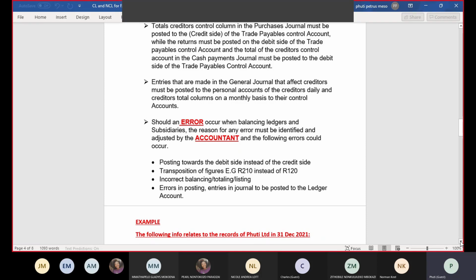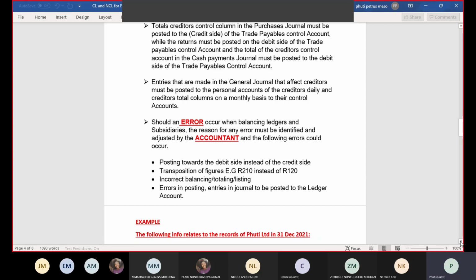Posting towards the debit side instead of the credit side. It happens quite often. It means that you need to rectify the error side before you can make the transfer to the correct side. Transposition of figures: instead of you putting 210, you put 120. So obviously you're going to balance that with your differences. Incorrect balancing, totaling, or listing. When you balance, you make some errors.